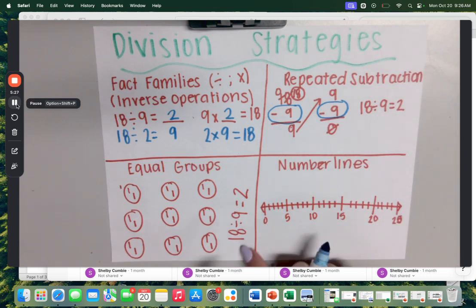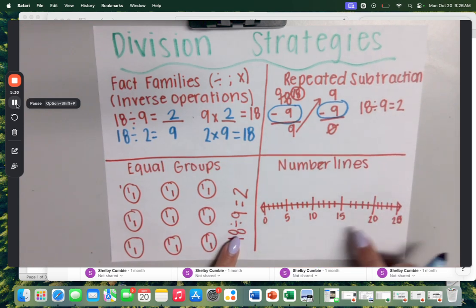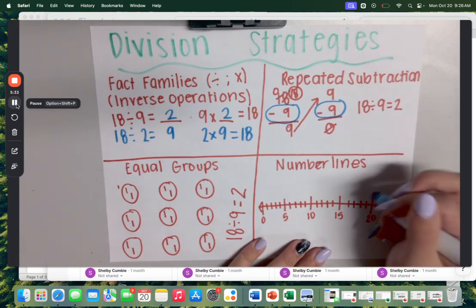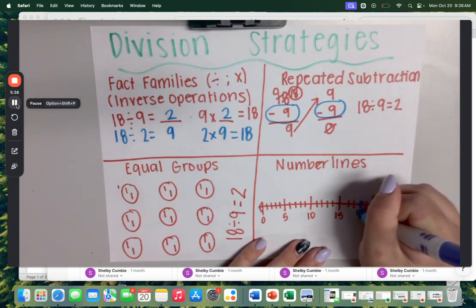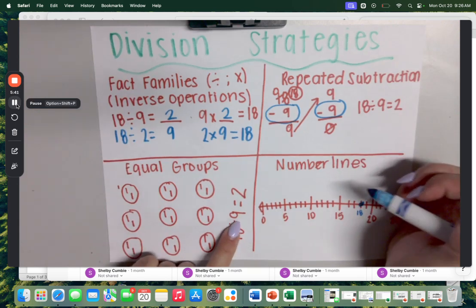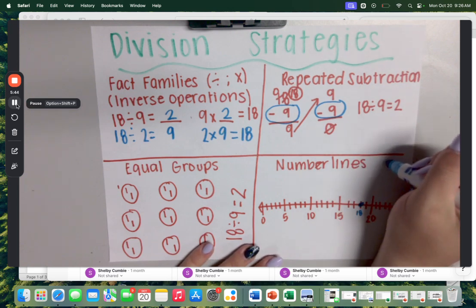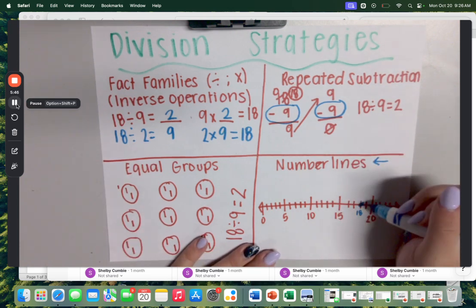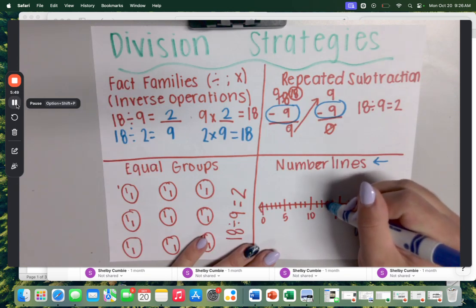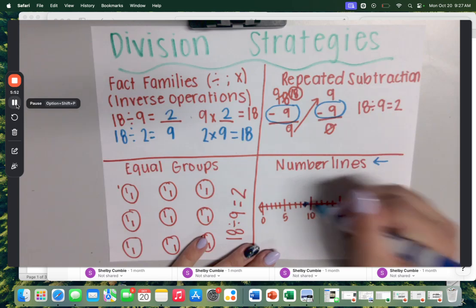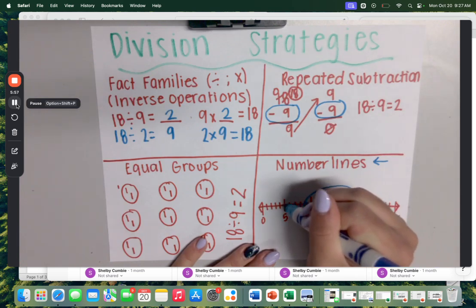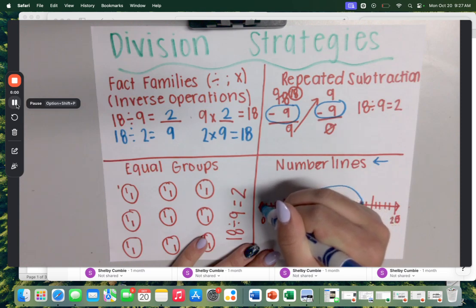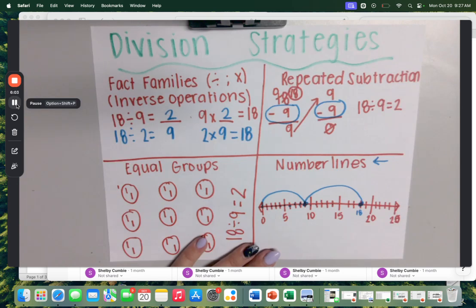We are looking for 18 because that is our largest number. So here is 20, and I know minus 2 would be 18. So here is 18. And we're going to be making jumps of 9. So we're going to jump backwards 9. So 1, 2, 3, 4, 5, 6, 7, 8, 9. And again, 1, 2, 3, 4, 5, 6, 7, 8, 9. You want to jump until you get to 0, or as close to 0 as you can.